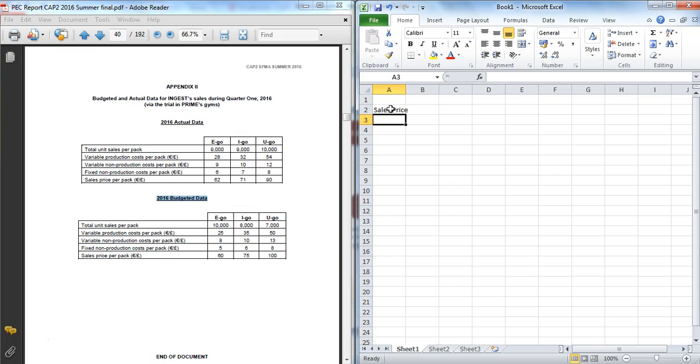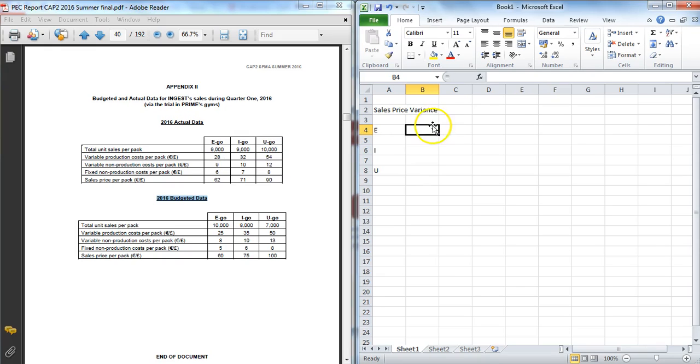Now one thing students get confused about is, well, how do I go about it for each of the three? Do I try to do it in total? For any variance, you always do them separately. Do each product individually, and then bring it all together for a cumulative variance at the very end. So for the sales price variance, we're going to do separate ones for Ego, iGo, and YouGo. I'll just do it E, I, and U. And that's the typical way you'll do it.